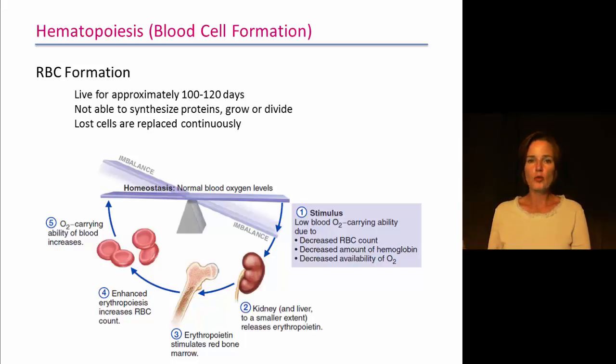And so in that case, when we get production of more of those, we would expect that we're going to get the normal oxygen levels returned to what they should be. So that's an example of how the red blood cells are going to function in homeostasis. Specifically, in this case, they're functioning to control oxygen levels in our body.